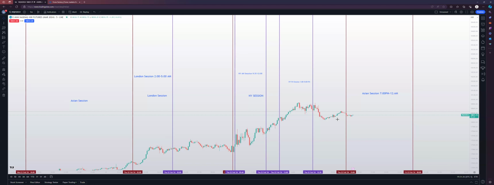Which session would be best to trade? New York, if you're looking for the best amount of volume. But like I said, whichever one you can give the most amount of time to is what you'd want to trade.